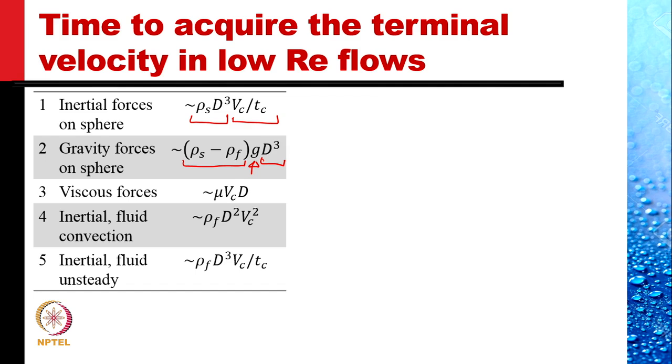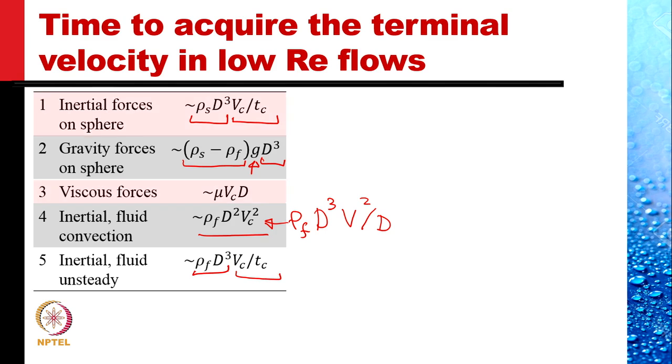The inertial force of fluid convection, and that we obtained many times as rho f times d square Vc square, which is exactly the mass rho f d cubed times the convective acceleration, which is like v dv by dx. V dv by dx would be like v square by d. So the net is this rho f d square v square. And the unsteady fluid inertia from the mass of fluid times the acceleration, which is Vc over Tc.